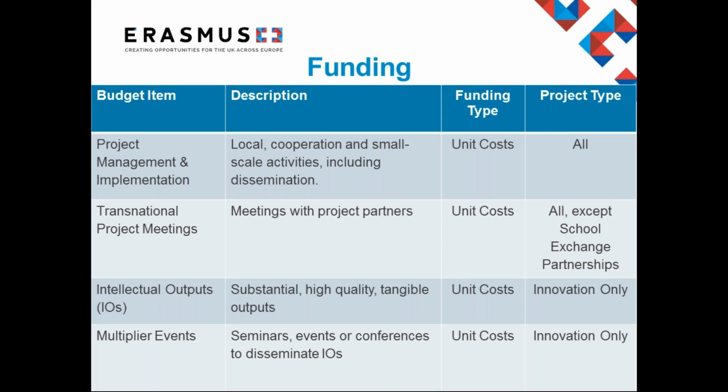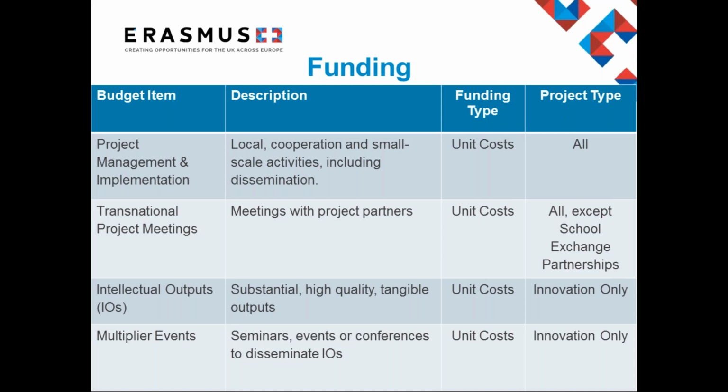One of the costs that can be covered under this budget category is supply cover for schools. However, we do encourage you to arrange the activities in a way that would minimize the cost of supply cover, as this funding should be used to maximize the impact of the project and its dissemination. PMI is calculated based on the number of partners and the duration of the project.